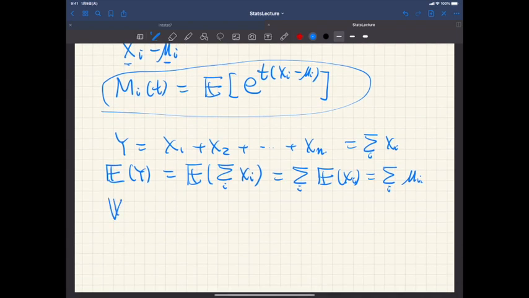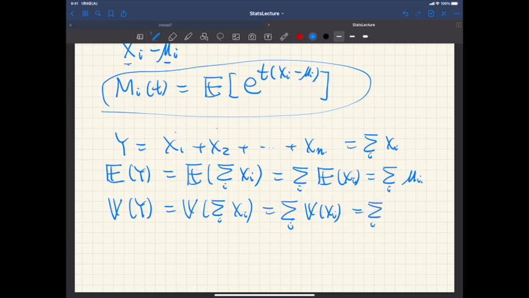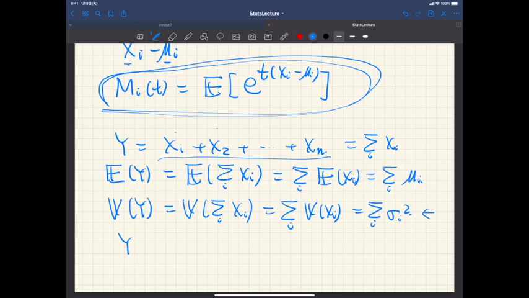Also, since all x1, x2, and so on, they are independent, the variance of y is just the sum of the variances. So that's sigma i squared. This is obtained because all these are independent. So we define this moment generating function, and now we calculate the moment generating function for y minus mu, where mu is the expectation value of y, which is this summation of mu i's.